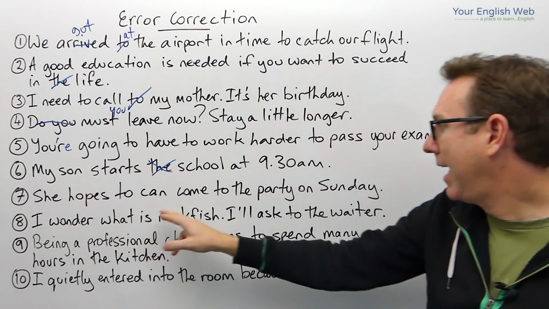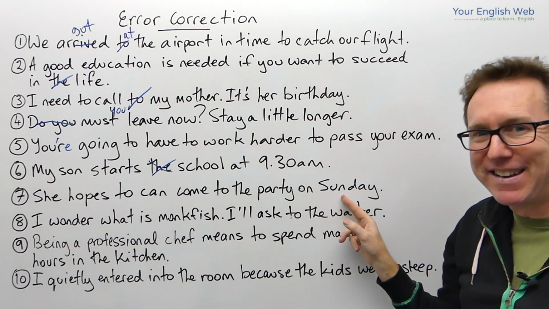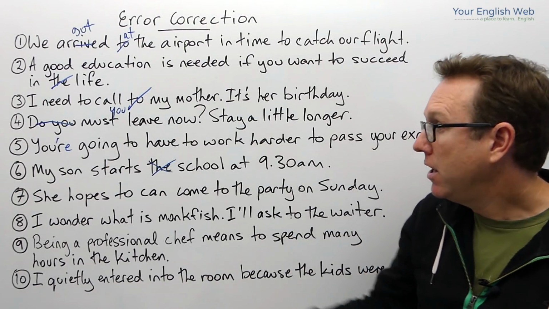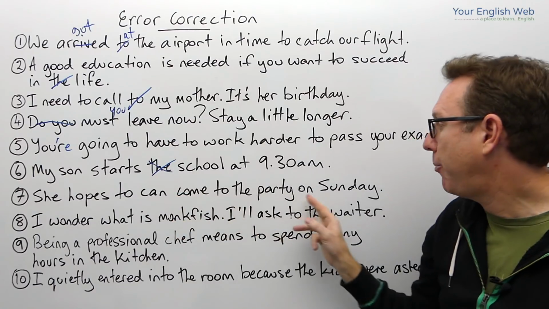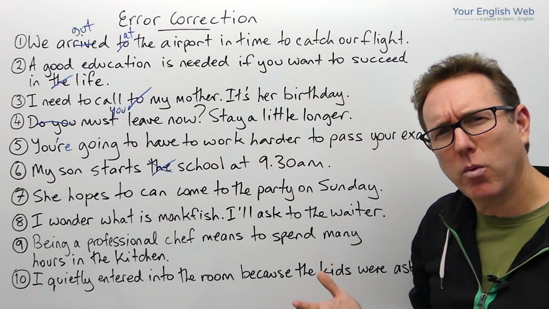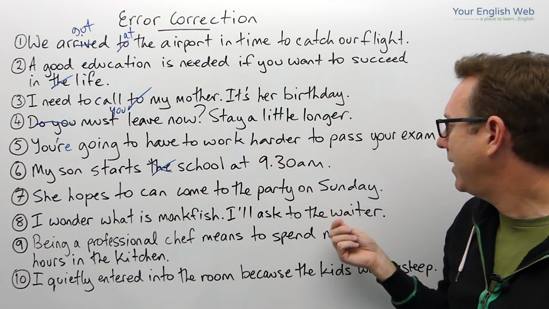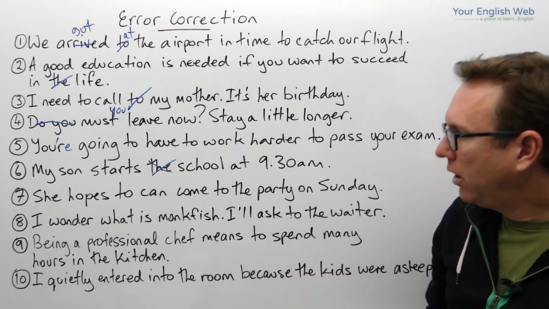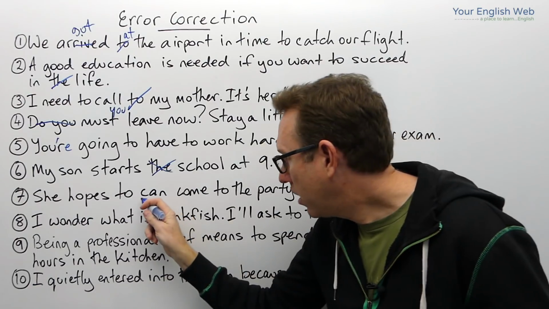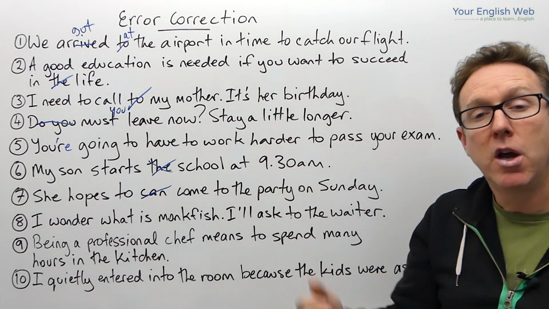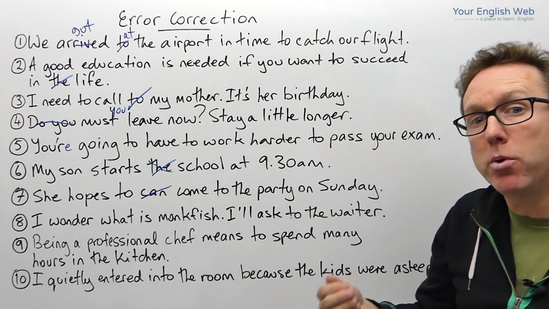She hopes to can come to the party on Sunday. Again, another common error that I see all the time. She hopes to can come to the party. Where is the error in this sentence? She hopes to can come to the party on Sunday. Well, we need to cross out can because can can't be used in the future. We need to say be able to.